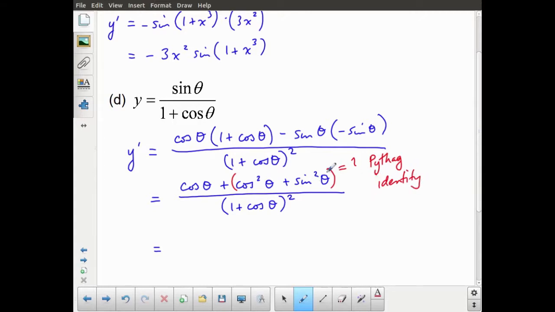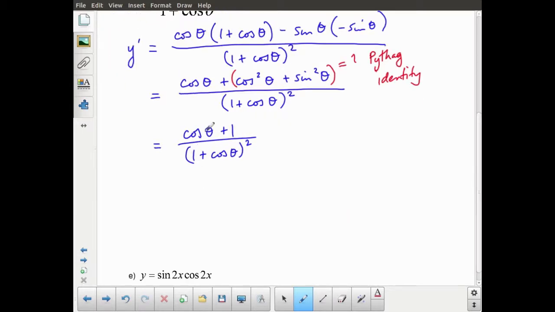So using the Pythagorean identity, I can replace that with cosine theta plus 1 over 1 plus cosine theta all squared. And cos theta plus 1 is the same as 1 plus cos theta. So I can actually divide out this factor, it divides out with one of those, and I end up with my final answer of 1 over 1 plus cosine theta.